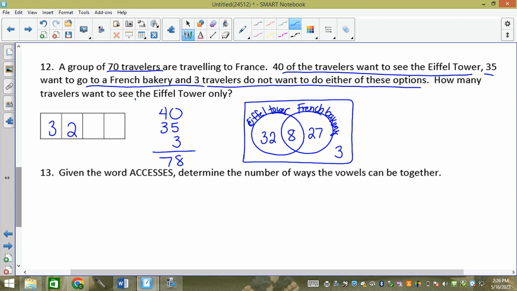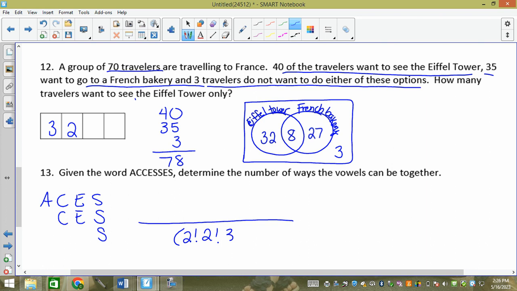Oh, we have the word ACCESSES: A, C, C, E, S, S, E, S. Determine the number of ways the vowels can be together. I don't even care about that right now. I'm going to go 2 factorial for the C's, 2 factorial for the E's, 3 factorial for the S's. There are 1, 2, 3, 4, 5, 6, 7, 8 letters.